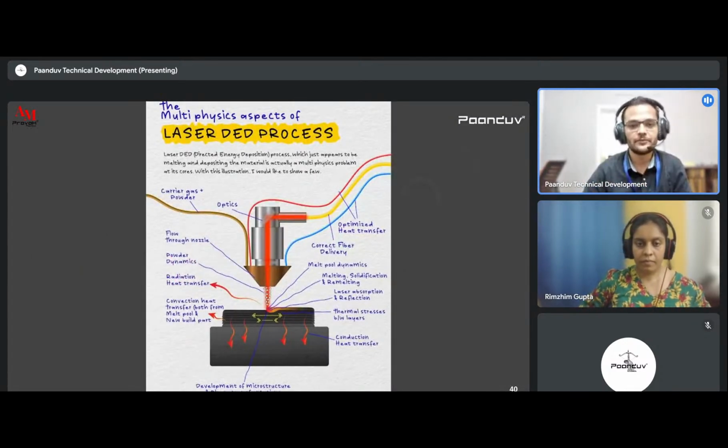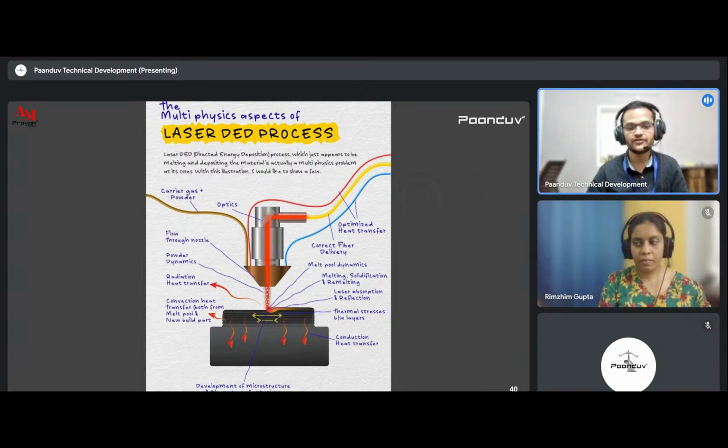Let us begin with some physics, multi-physics aspects of the DED processes. DED processes usually involve a heating source for melting the feedstock, and the feedstock is melted and deposited layer by layer over the substrate. So in this process, we have the laser absorption and reflection. We have the multi-phase physics of melting, solidification, and remelting.